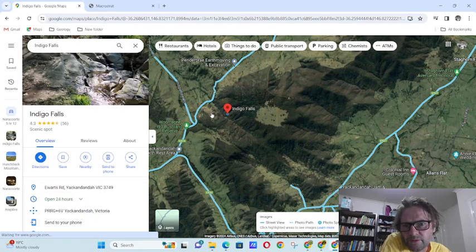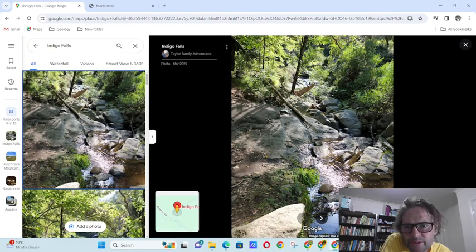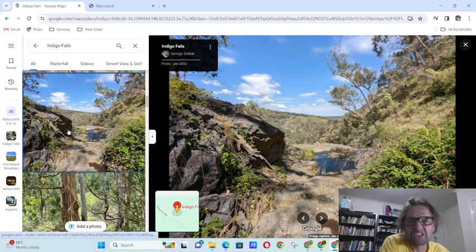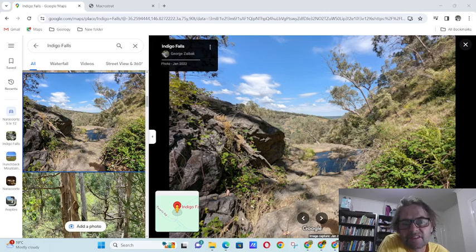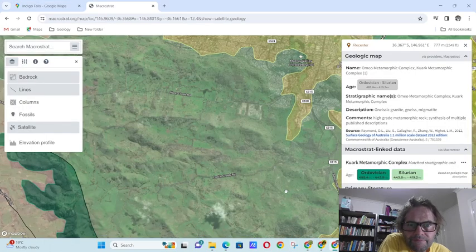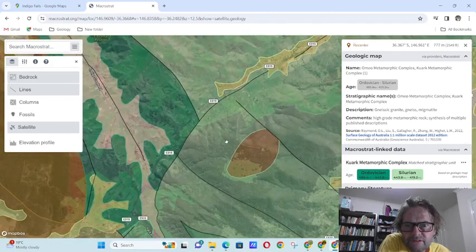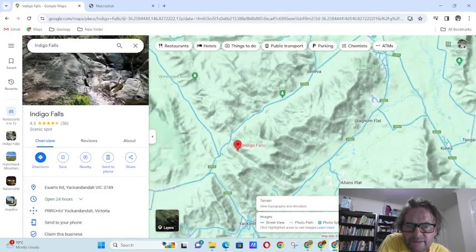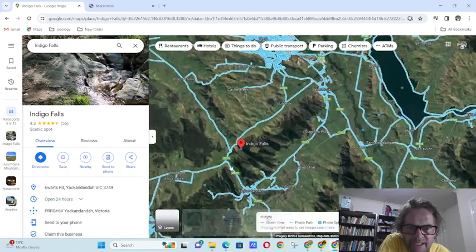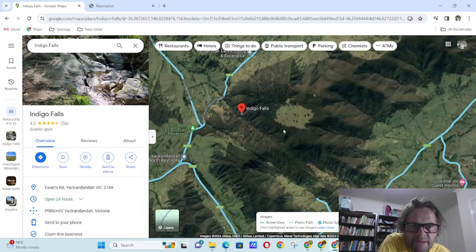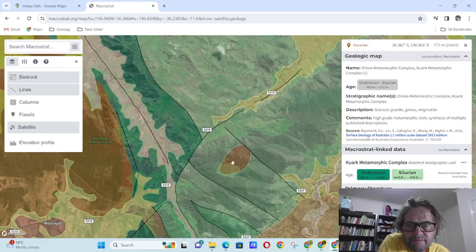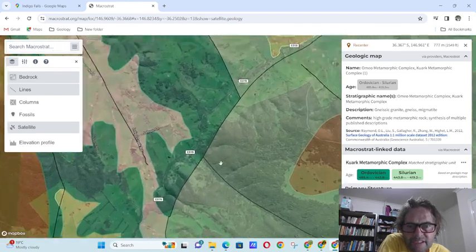Maybe you need to go to this waterfall. Okay, this waterfall does have exposures, but I'm not too sure it's the actual outcrop that we want. Doesn't matter. I would just go to the outcrop and have a look anyway, see what type of rock we have. So, Indigo Falls, it's somewhere around here. Looking at this oval patch, that's it here. So, Indigo Falls is over here.